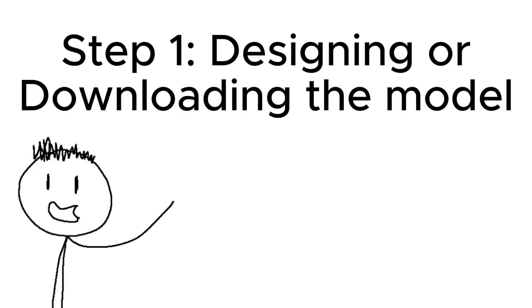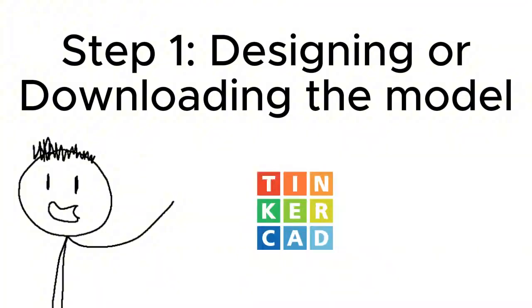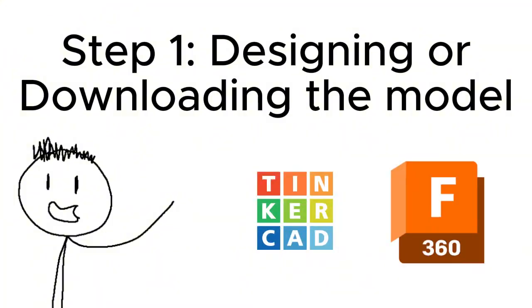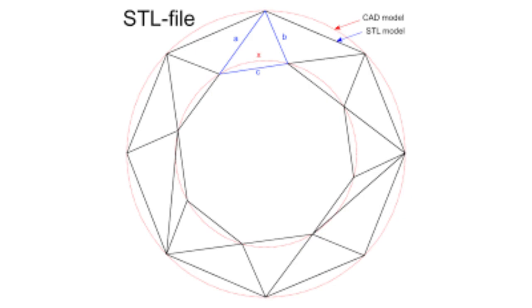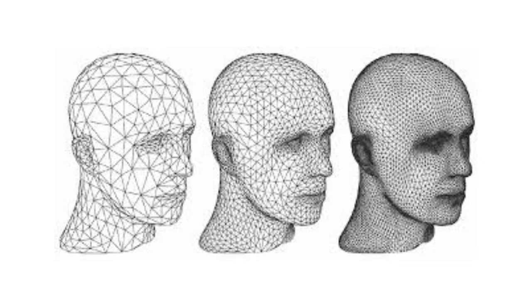Step 1. The first step is getting a digital 3D model. You can either design your own using software like Tinkercad or Fusion 360, or download a ready-made design online. Step 2. Next, the model needs to be exported as an STL file. This file format describes the surface shape of the model so the printer can understand it.